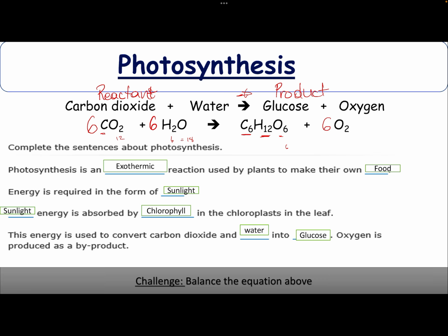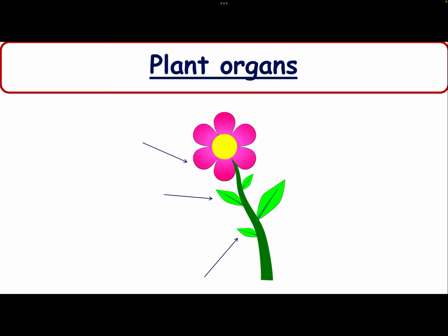Let's see if that's balanced now. So 6 times 2 is 12 oxygen there, 6 there, that's 18. I've got 6 here, and I've got 12 here. It's all balanced. Brilliant. So it's all a matter of adding them up, making sure that you have the same amount of each element on either side of the equation of the arrow in order to consider it balanced. All right, so that's done.